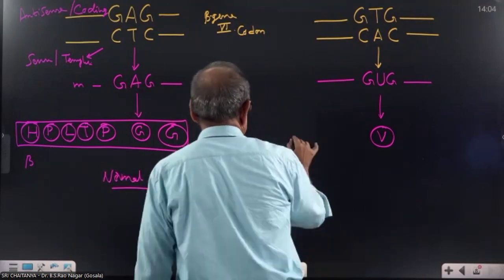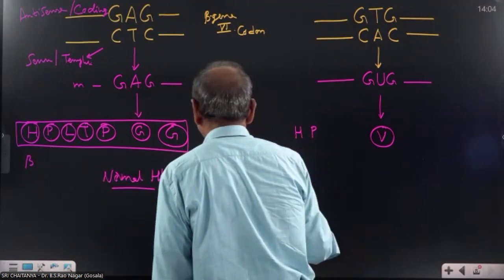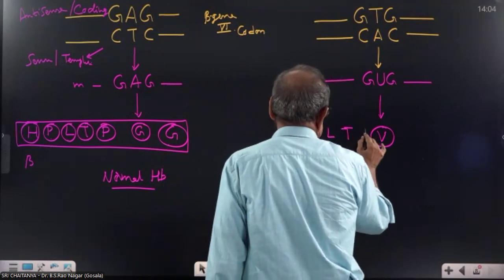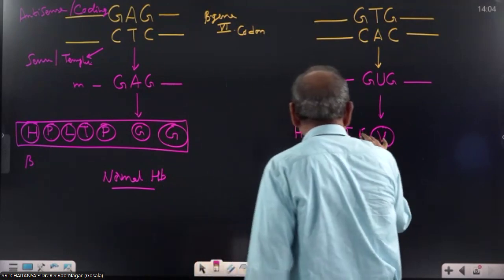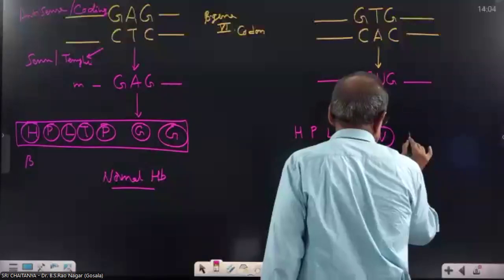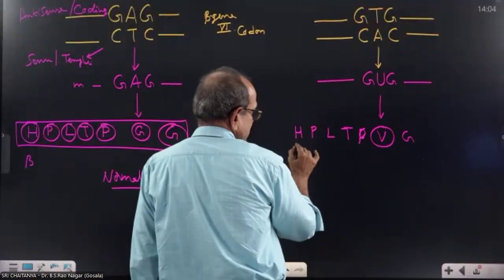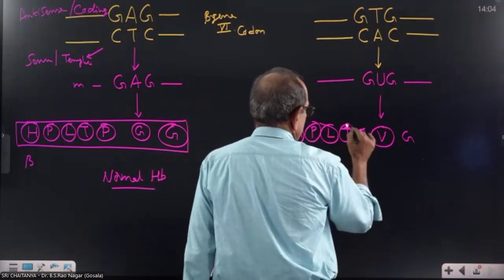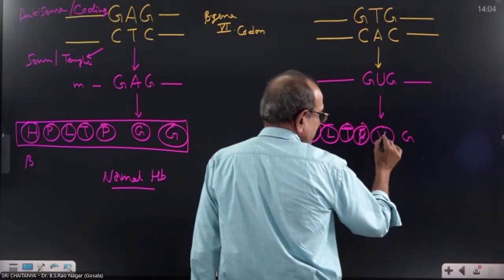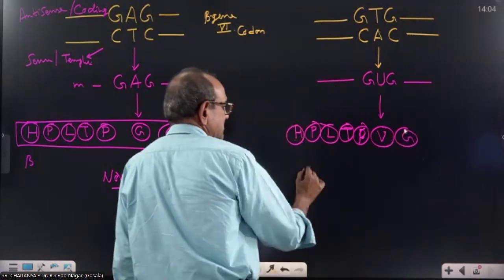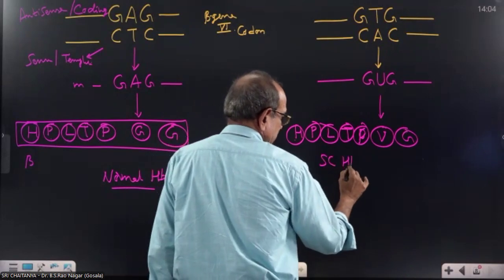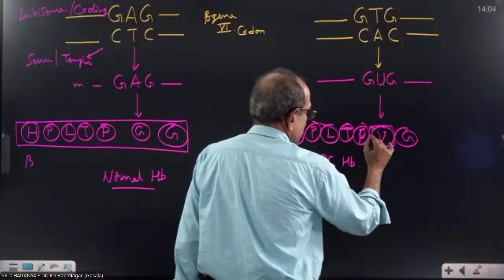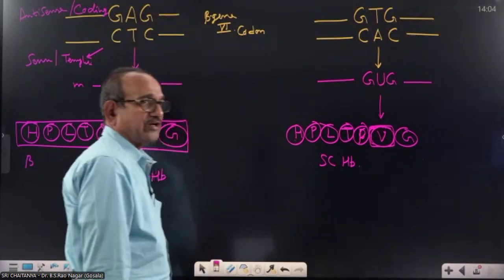Now the sequence is histidine, proline, leucine, threonine, proline, and instead of glutamic acid, valine, again glutamic acid. So this is the sickle cell hemoglobin. The difference lies only at one point. That's all. This results in sickle cell anemia.